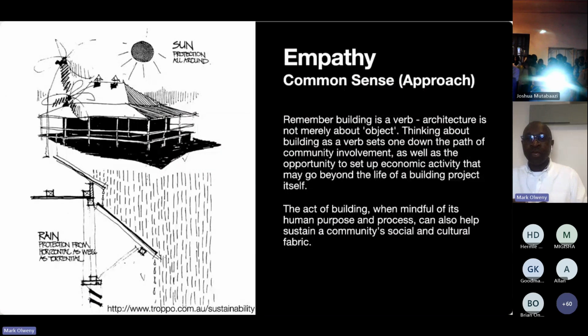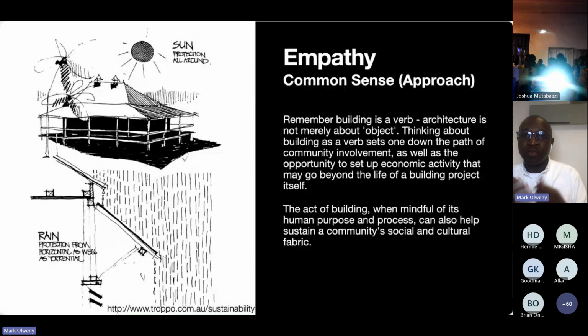The last thing I'll be looking at, of course, is this idea of empathy. Hermy has hinted at it, and the diagram that she presented was part of this idea that empathy is a key part of what we do. And this idea that architecture is a verb. It's not merely about the object. And as long as we treat architecture as the object, we will never actually resolve a lot of the challenges that we see in our built environments along the way.